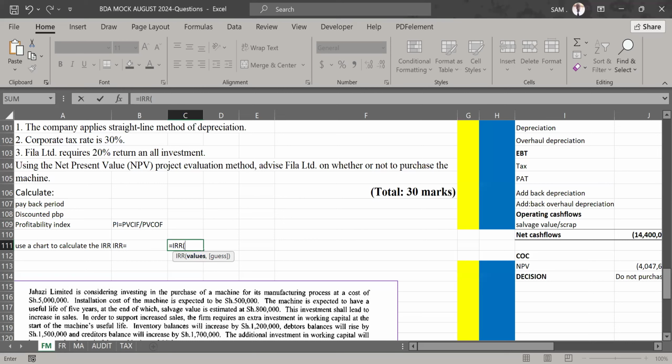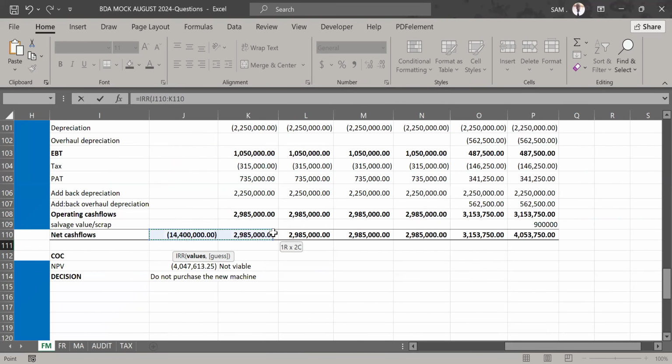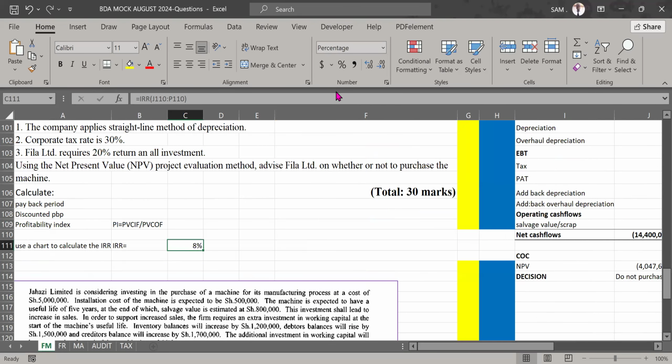There is nothing complicated about that. Just values. You come here and highlight values from year 0 to the end. Just close the bracket and confirm. You get that? It is just about values. And then we stop at that point. So it is bringing us 8%. You can even increase the number of decimal places so that you have two decimal places, for example 8.41 or something like that. Good.